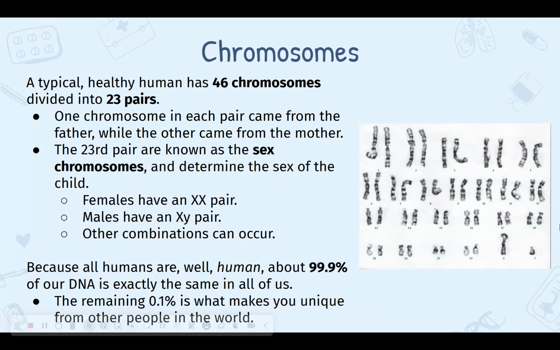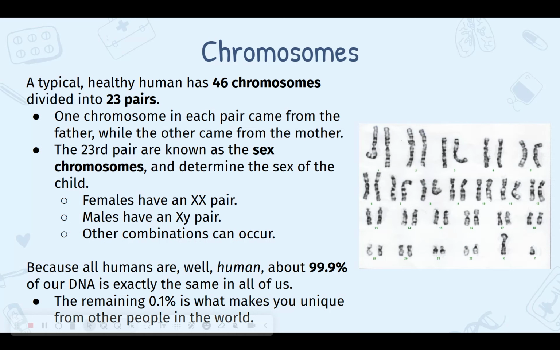Now, the chromosomes themselves, inside a typical healthy human, we will find 46 chromosomes divided into 23 pairs. And you can see this image I've got off to the right there. That's a karyotype for a person. That means that what we've done is we've taken the 46 chromosomes and we've matched them up. You can see that they actually have similar sizes, and some of them are longer and some of them are smaller. That's where all of the information is coming from.